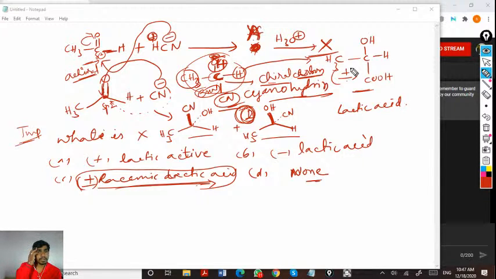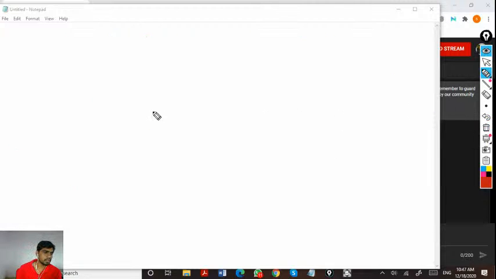Okay, so you need to remember that whenever a new chiral center is forming, there will be a racemic mixture formation, or there will be a combination of enantiomer production. Okay, so this is very important. So based on this, we are going to see some more questions.